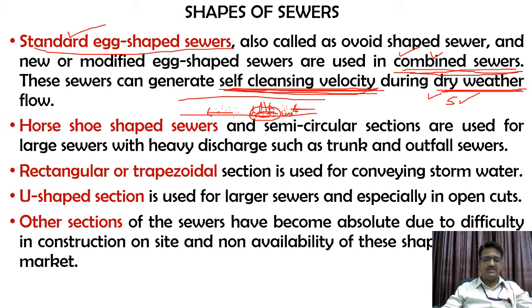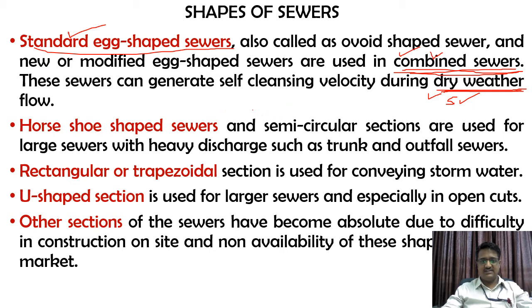Now the next one is the horseshoe-shaped sewer or semicircular section. These are used for large sewers with heavy discharge, such as trunk or outfall sewers. So what do we mean by trunk or outfall sewers? Usually, how the sewage flows through this system is that whenever sewage is generated in your house, the amount generated will be quite less. So imagine I have these kinds of houses.